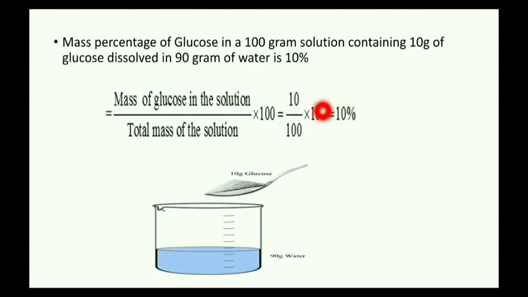So here we have substituted the values directly into the formula, where 10 grams of glucose has been added to the solution, divided by the total mass of the solution. That is, when we add the amount of solute and solvent, 10 plus 90, the amount of solution present is 100, into 100%. So we get the answer as 10% as the mass percentage of the glucose solution.